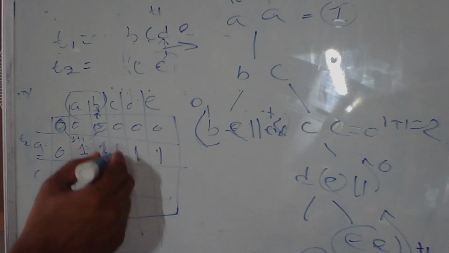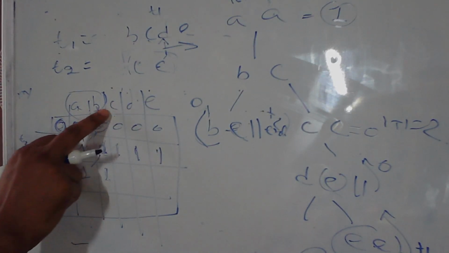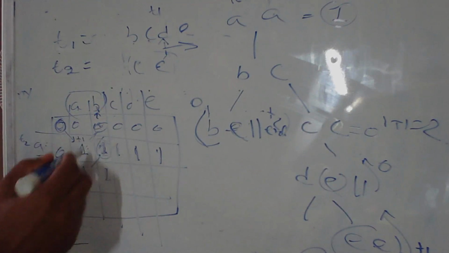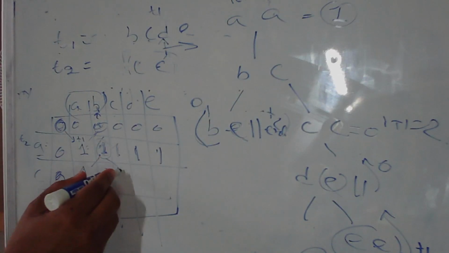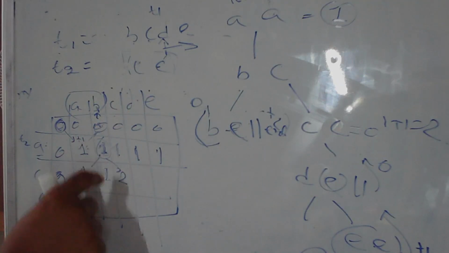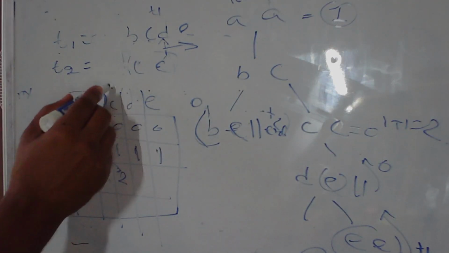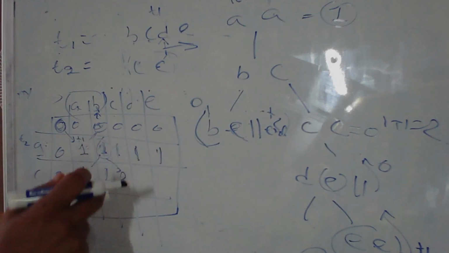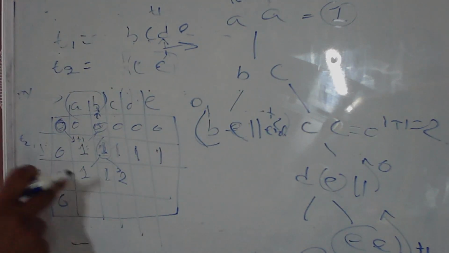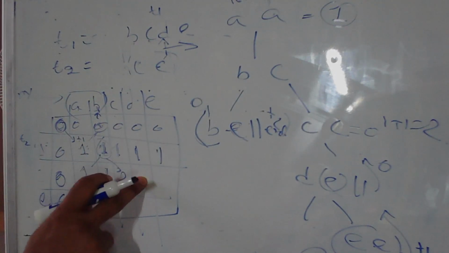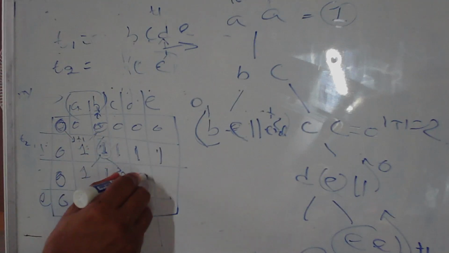But here C equals C, so we get a match. The previously calculated length is 1, and we add 1 to that, which is 2. Here D and C are not the same. So what if we move the pointer across T1, what is the value we get? 1. If you move the pointer across T2, what is the value you get? 2. So what will be the value here? Maximum of 1 and 2, that is 2.